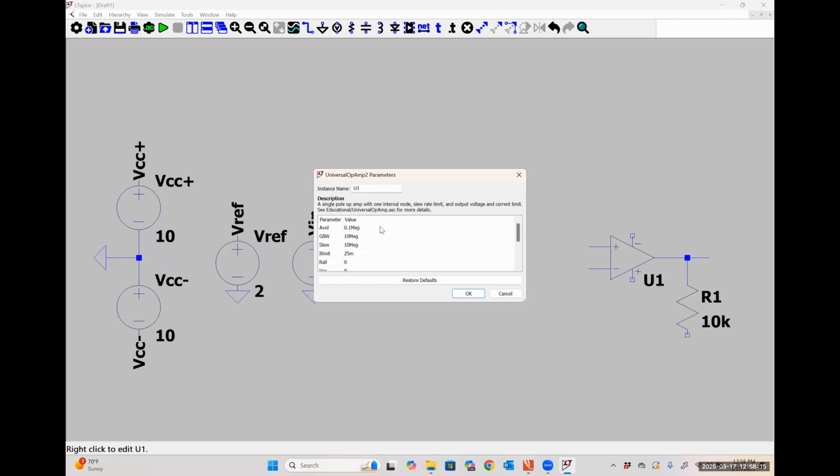0.1 meg, so that's 0.1 million, which is the same thing as 100,000. Realistically, it's going to make no difference to us whatsoever if you left everything at its default value. I just wanted to show you that you could edit the parameters with this particular op amp model if you were so inclined to do so.